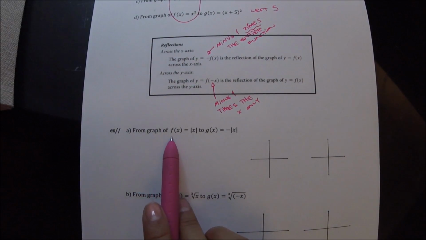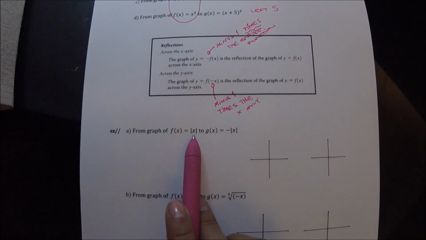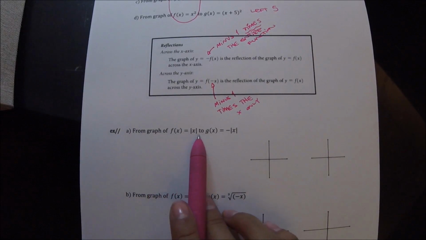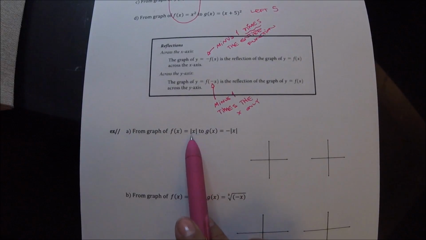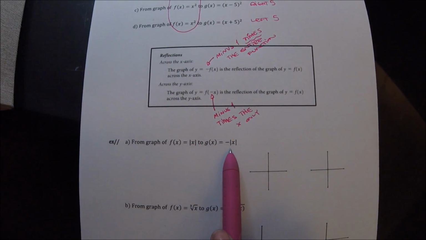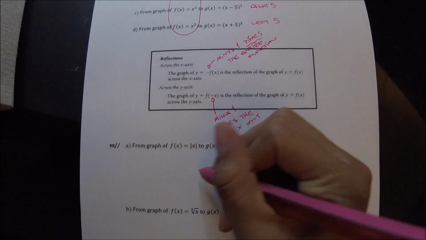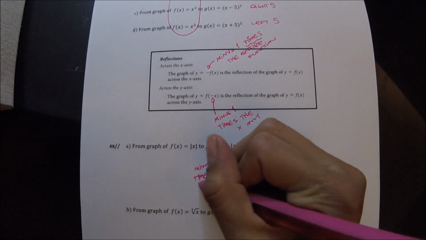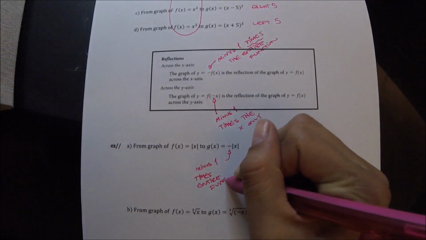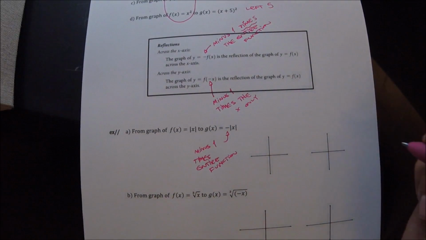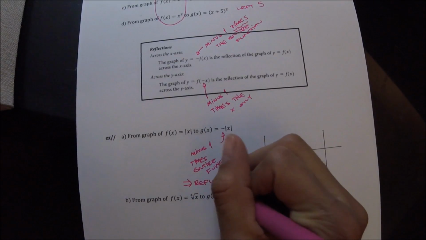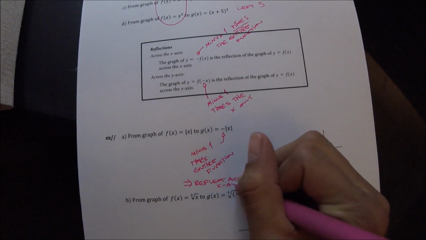So here we're going to start with the graph of f of x equals the absolute value of x, and then we're going to see what transformation happens from that to g of x equals negative absolute value of x. So when I compare these two functions, I see that if I take this part and multiply the whole thing, the entire function, by -1, I get this. So this is a -1 times the entire function. Therefore, it's a reflection across the x-axis, because that's what we wrote up here. So, reflect across the x-axis.